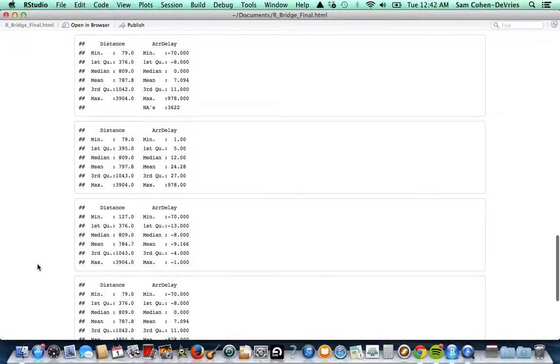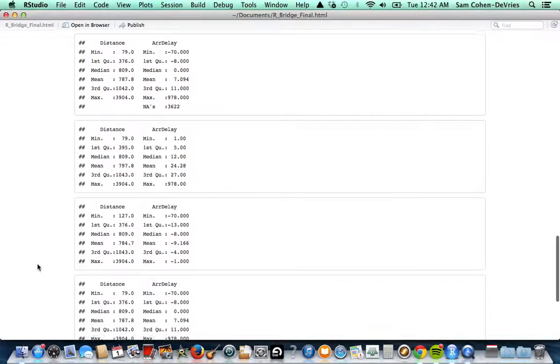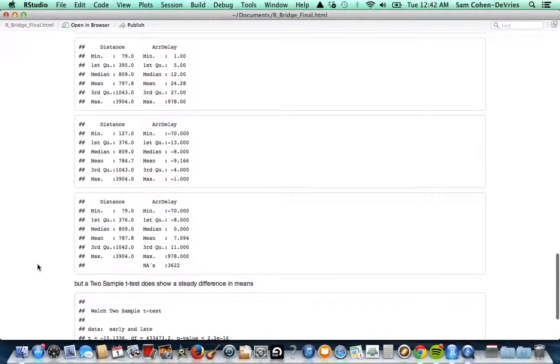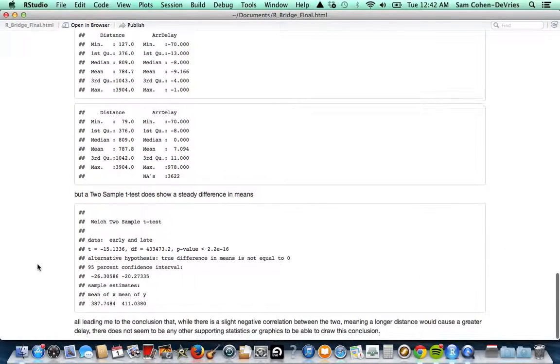So again, this doesn't really support my original hypothesis, but I performed a two-sample t-test. The function is t.test, and the results from this do give me a 95% confidence interval for the true difference in means between early and late arrivals. So there is some sort of difference between early arrivals and late arrivals in terms of the distance.